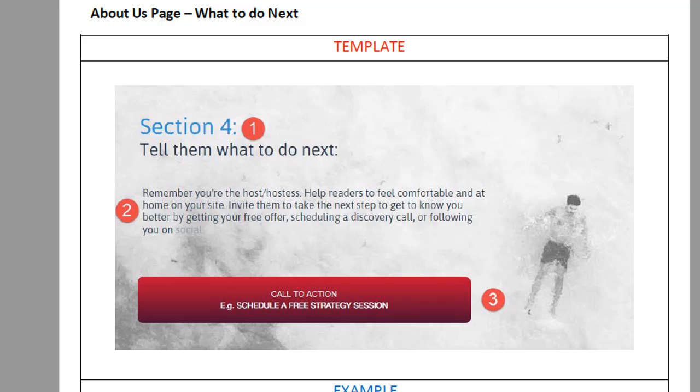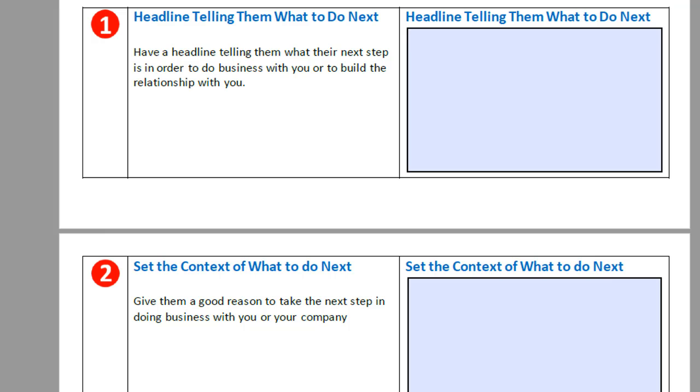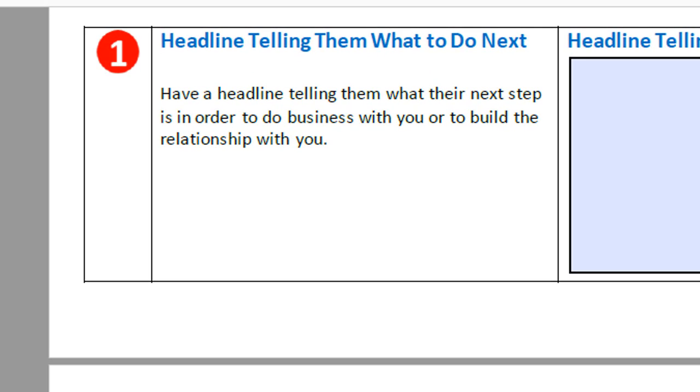And for the final piece, we're just going to end off by telling them what to do next. Hopefully by now they've started to get a sense of who we are, and they probably think to themselves, well, what do I do next? How do I actually get the benefit out of this company, or how do I start to work with this person? So what we're going to do is we're going to point them in the right direction. So as you can see, the template's got 3 key pieces, and let's have a look at what those pieces are. So the first, as is usual, is we get a headline telling them what to do next.